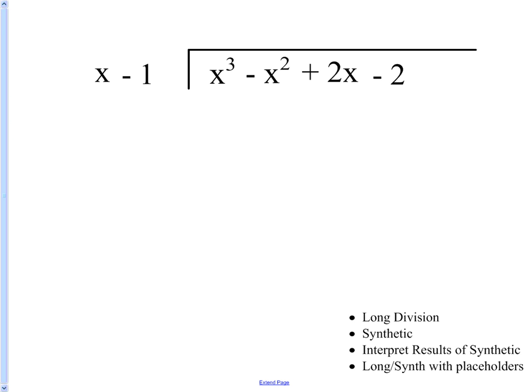So to start with, on your scratch paper, would you please take this one right here and use long division to see if that's a root, and then you do synthetic on it just to double check yourself. Okay? I'll pause while you do that.